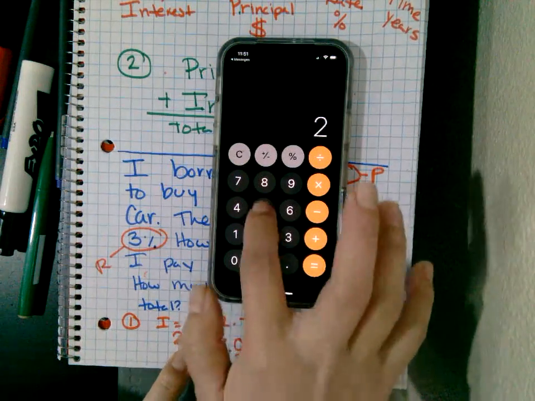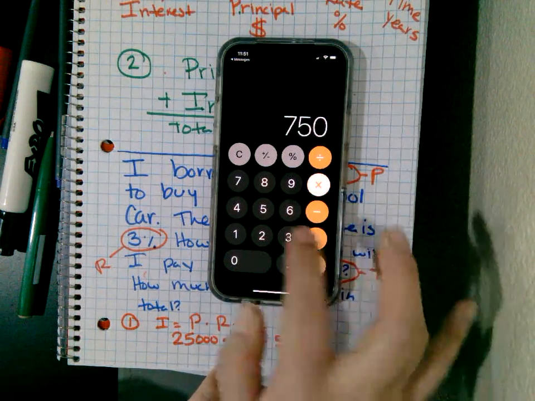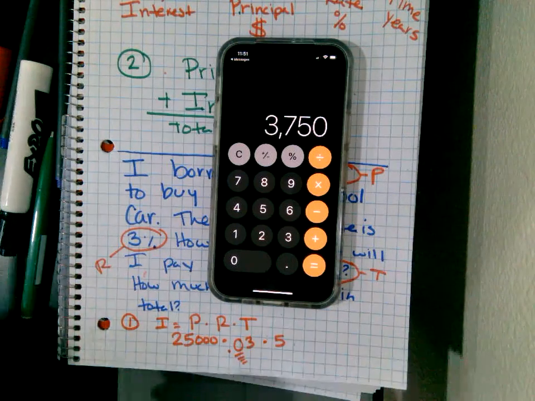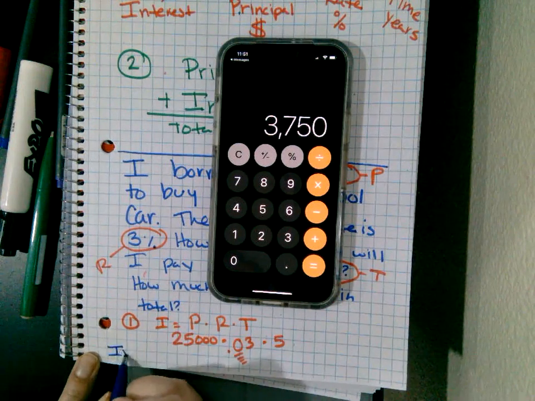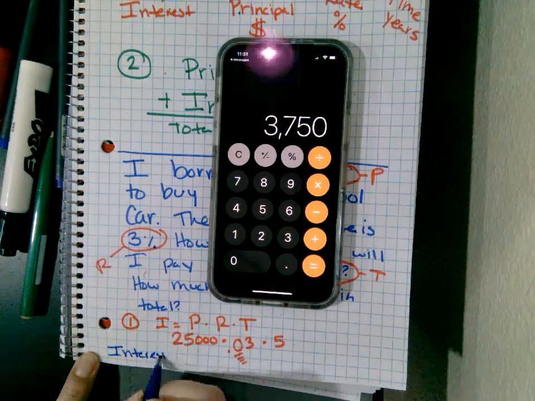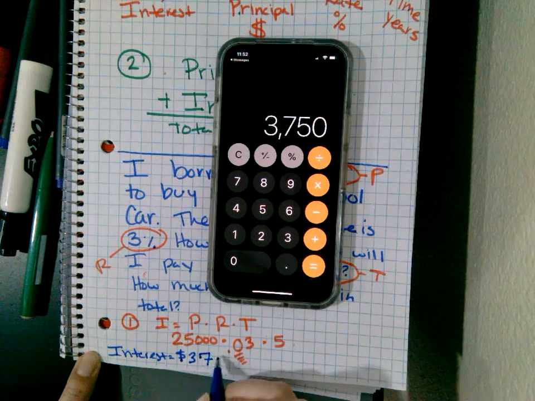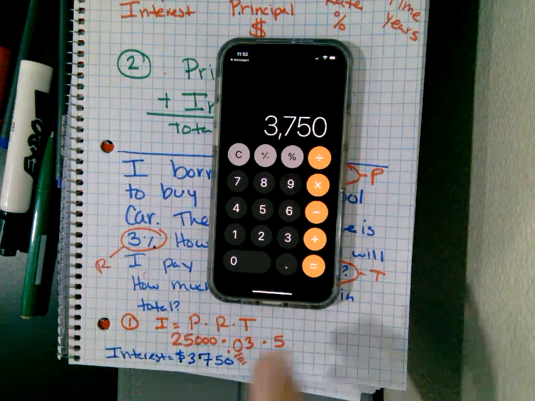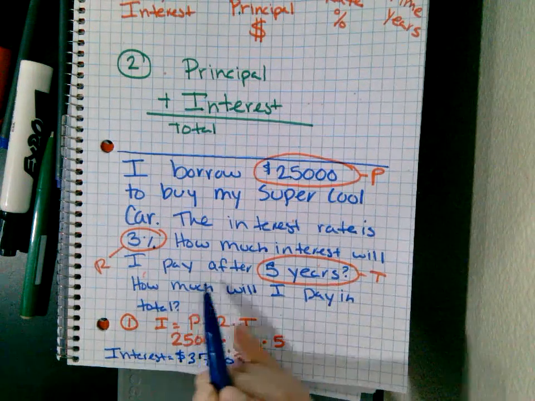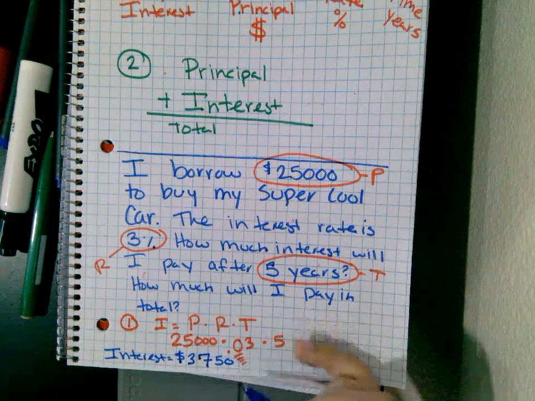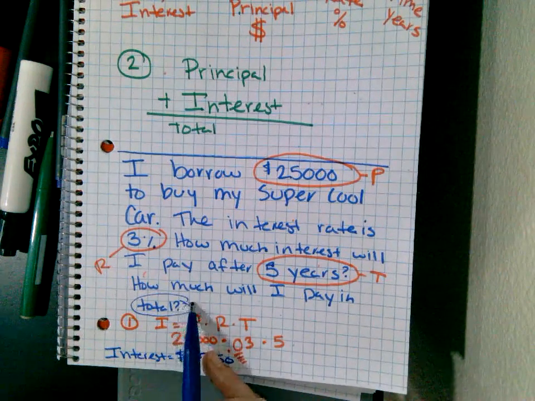So, 25,000 times 0.03 times 5. So this answer, my interest is equal to $3,750. Now, that's how much interest I will pay. $3,750. Now, is that how much I will pay in total?